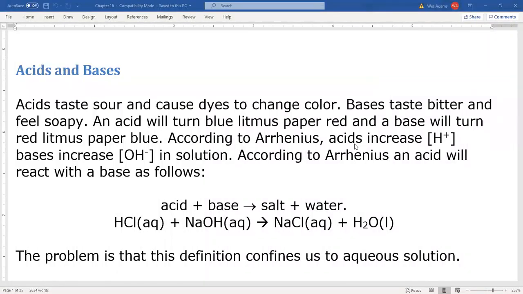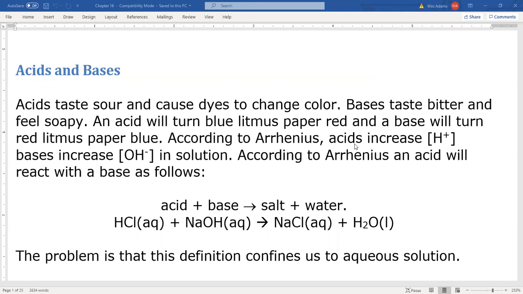Okay, let's talk a little bit about acids and bases. We know acids tend to taste sour. Think of vinegar or a lemon. It has a lot of citric acid in it. It tastes sour. Causes dyes to change color.